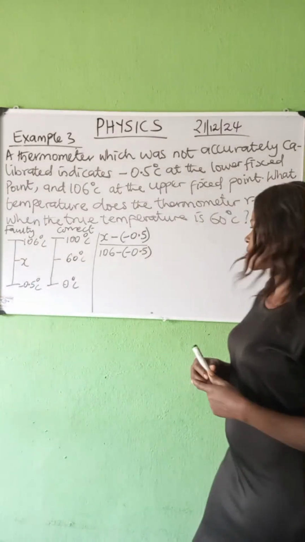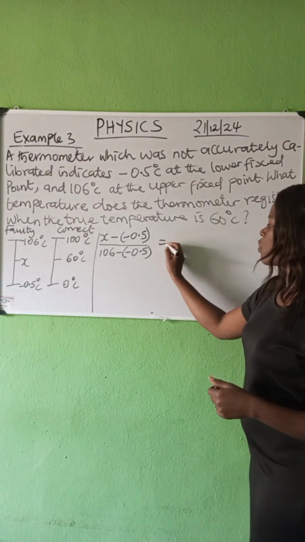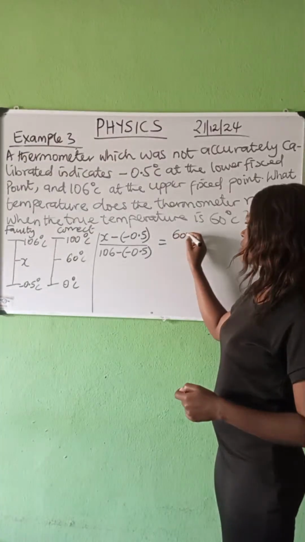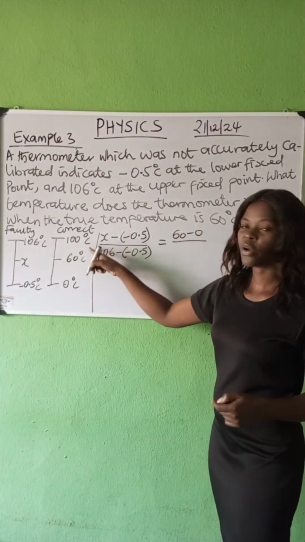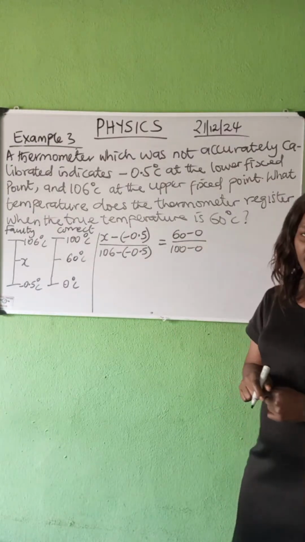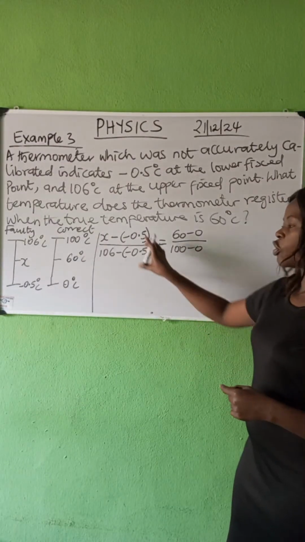Is that clear? All right. Now it's equal to, what do we have here? 60 minus 0 divided by what? 100 minus 0. Is that clear? Now what we're going to do next is to open the bracket.